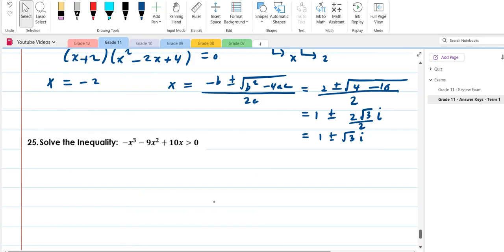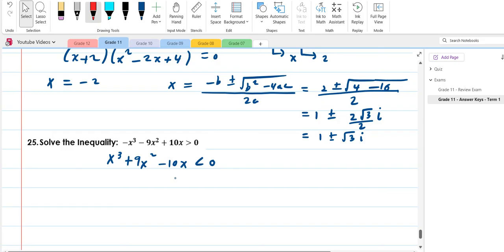Let's solve the inequality. Because we have minus x cubed minus 9x squared plus 10x is greater than 0. Remember, this inequality is a cubic inequality. In other words, we need to write this in standard form. So we're going to multiply everything by negative. So negative x cubed becomes positive x cubed plus 9x squared minus 10x is less than 0.